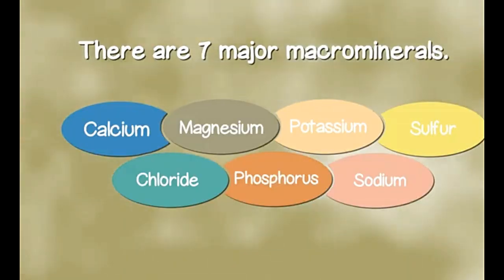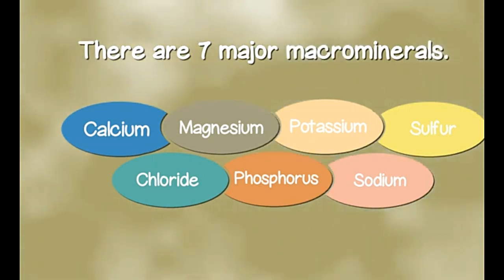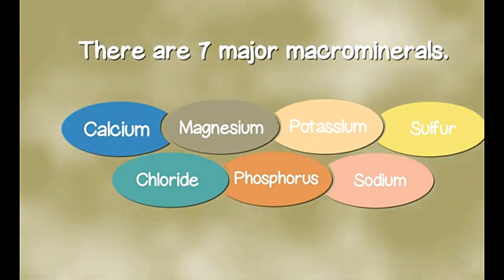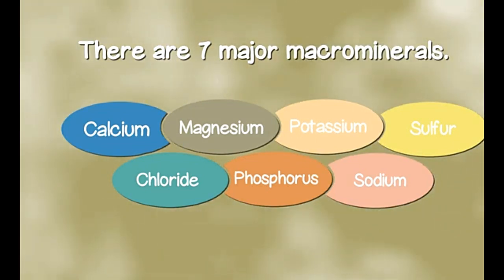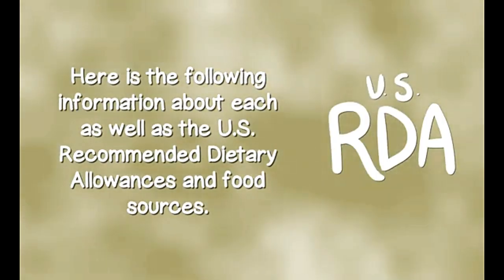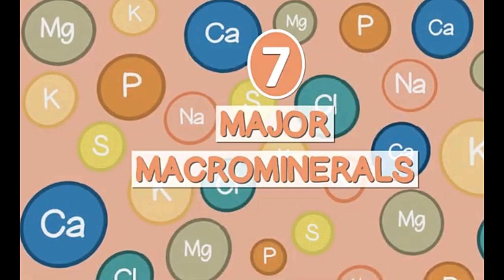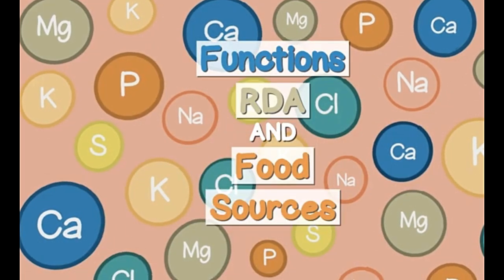There are 7 major macrominerals. They are calcium, magnesium, potassium, sulfur, chloride, phosphorus, and sodium. Here is the following information about each, as well as the U.S. recommended dietary allowances and food sources. The 7 major macrominerals, functions, RDA, and food sources.